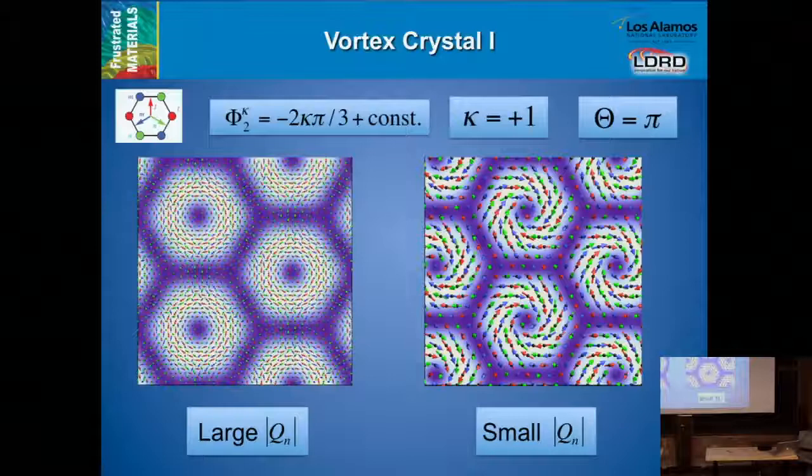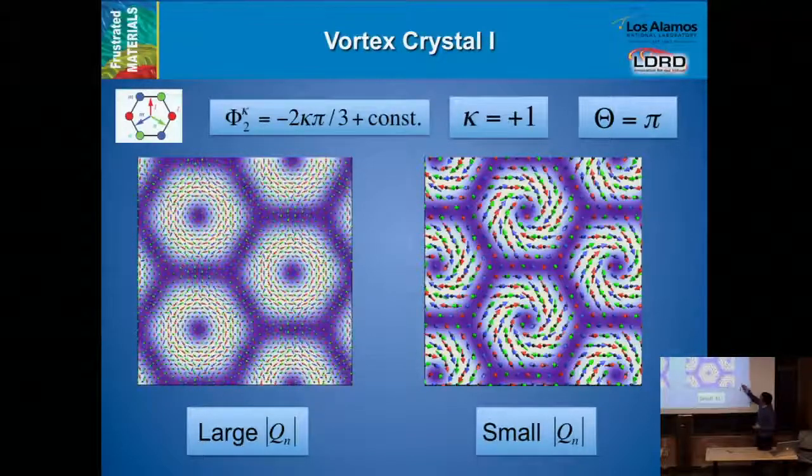If you make the Q smaller, which is something that you could do by applying uniaxial pressure, so if you increase the strength of the interlayer coupling relative to the intralayer coupling, you can make all the six Qs smaller. Then you end up with a simpler picture, because you get essentially ferromagnetic vortices. So you get this vortex crystal of ferromagnetic vortices.